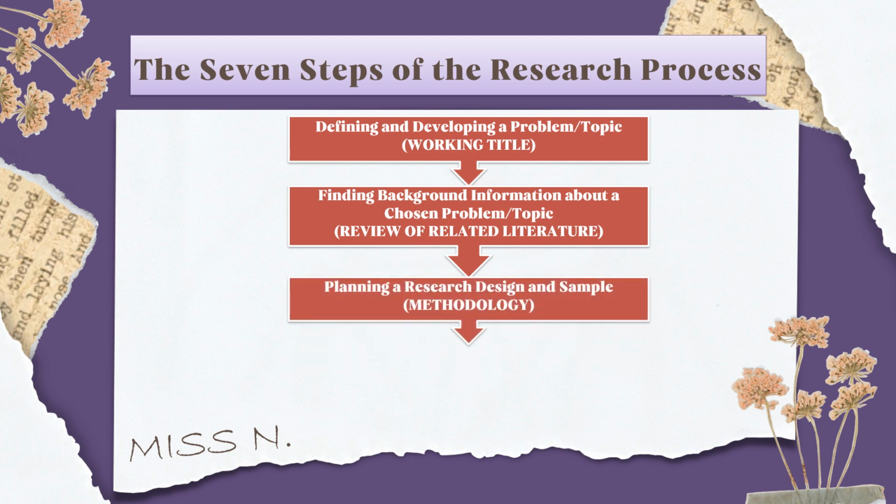Next here is the methodology, planning a research design and a sample. So after getting or developing a title, you choose or find a review of related literature, then let's have the methodology. This is step 3. After the collection of the RRL, a researcher starts planning his research design and sampling technique. This research section involves statistics already.